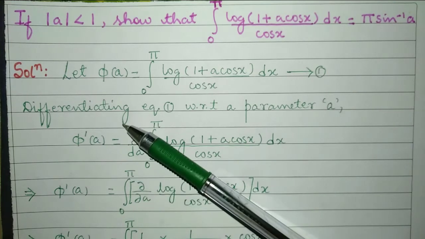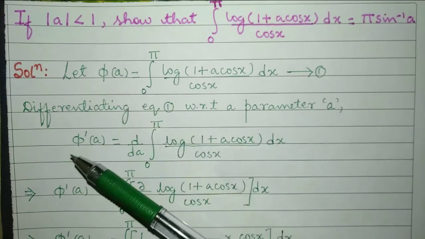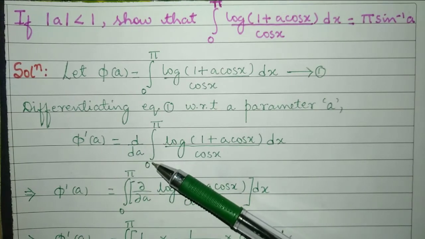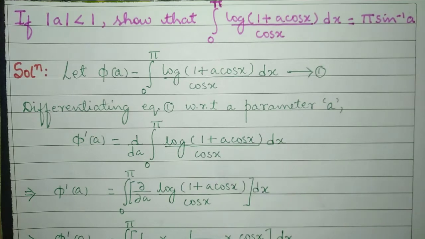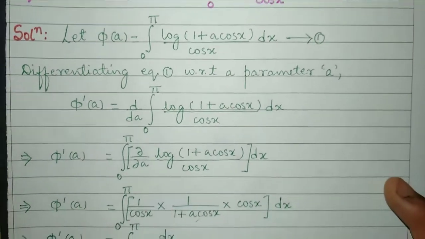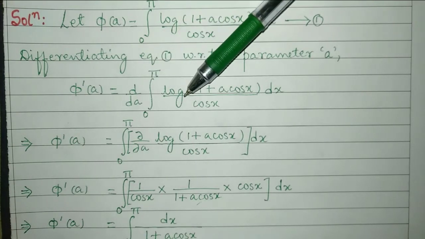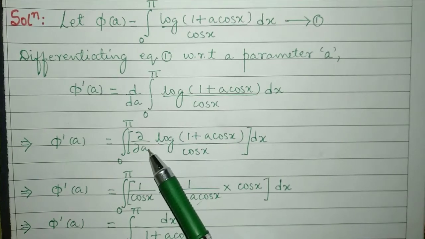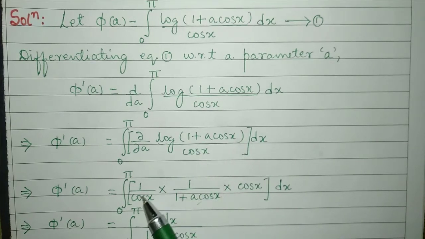Now what we do here is differentiate equation 1 with respect to the parameter a. That is, phi prime a equals d by da of the integral from 0 to pi of log(1 + a cos x) by cos x dx. If we take the derivative under the integral sign, then it changes to this sign. Here we differentiate with respect to a, so x is a constant.